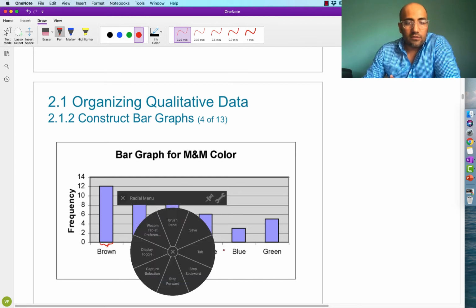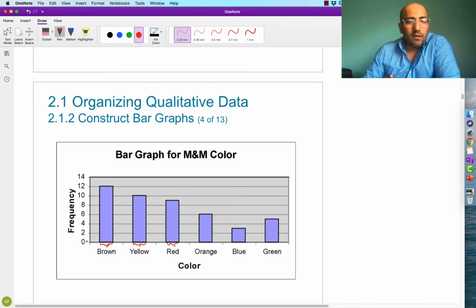So it's just a horizontal line. And then in the vertical direction, we have frequency, how often we saw it. So remember that there were 12. We observed the color brown 12 times. So that's why its height goes up to 12. And then the color yellow, we observed it 10 times. And then the color red, we observed it 9 times, I think. And then the color orange is 6 times. Okay, so we can get a visual sense of the table.